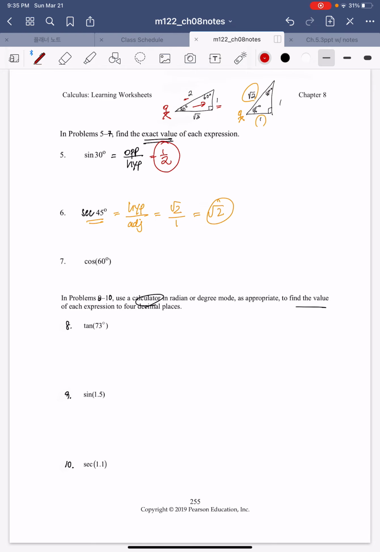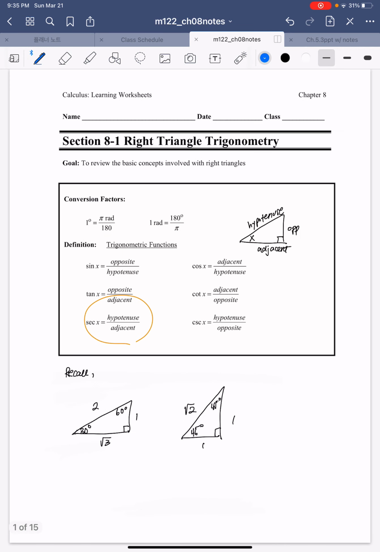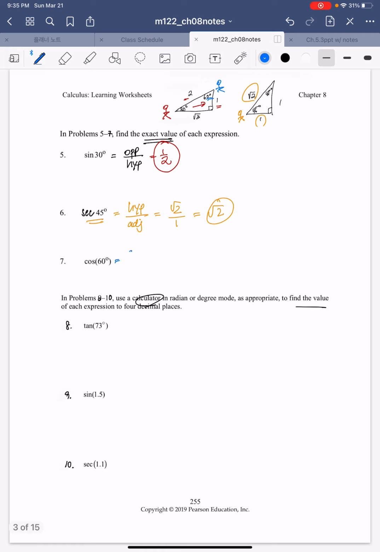Same thing, cosine 60. Now I am standing here because it's at 60 degrees. Cosine is defined as adjacent over hypotenuse. So we write it over here, adjacent over hypotenuse. Adjacent is the closest side, 1, and the hypotenuse is 2. So I have 1 over 2 as the final answer. You leave it like this because they want the exact value.